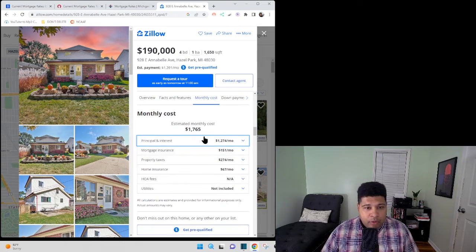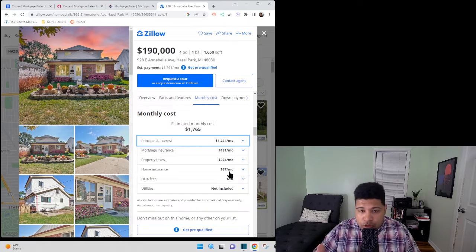But let's keep going here. So it has your property. The way this is broken down, this is principal and interest, and this is mortgage insurance. Now, this mortgage insurance is kind of high. That mortgage insurance will depend on your credit score and your down payment. So if your credit score is higher, this could go down to $50, $60. Then property taxes, and then your homeowner's insurance.